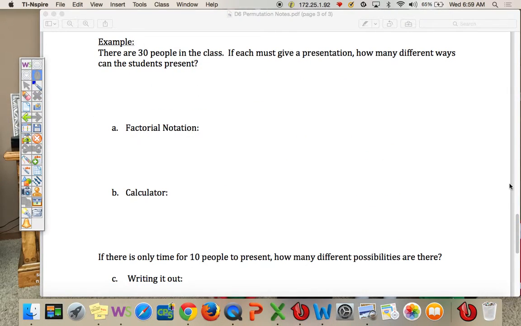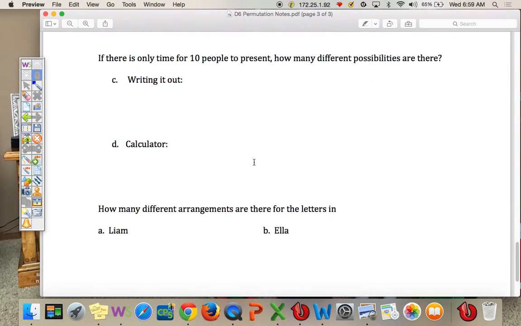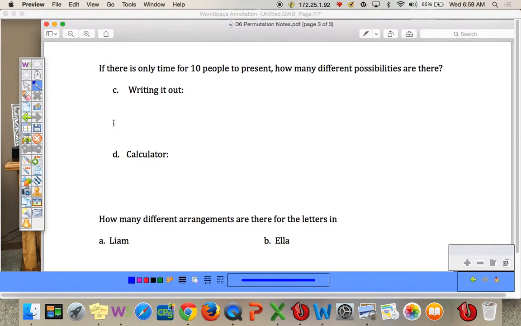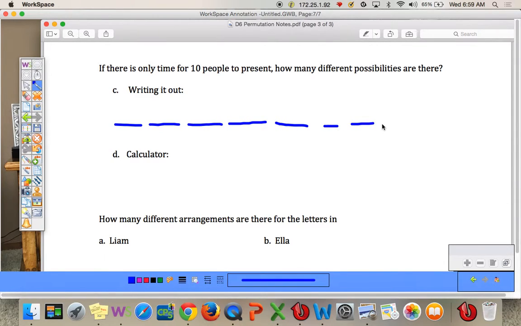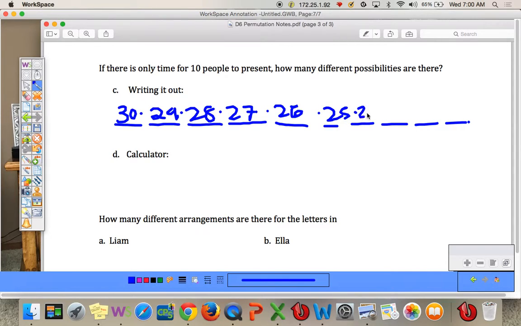If there is only time for 10 people to present, how many different possibilities are there? So to write it out a few different ways, we can do 10 slots. 1, 2, 3, 4, 5, 6, 7, 8, 9, 10. This is 30 times 29. Okay, so again, 10 slots. You have 30 people for the first choice, 29 for the second, 28 for the third, and so on.